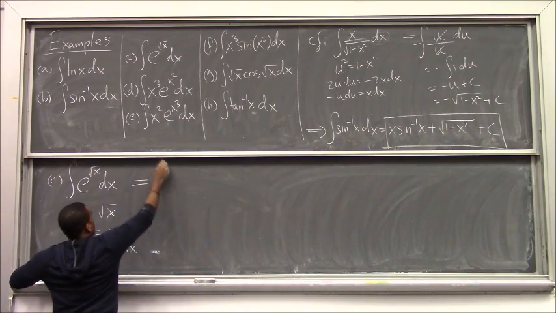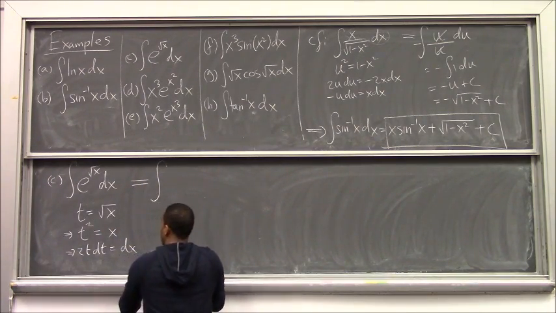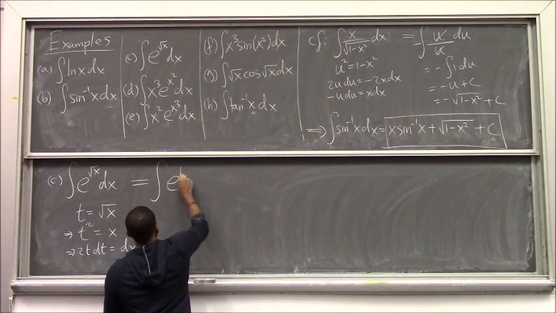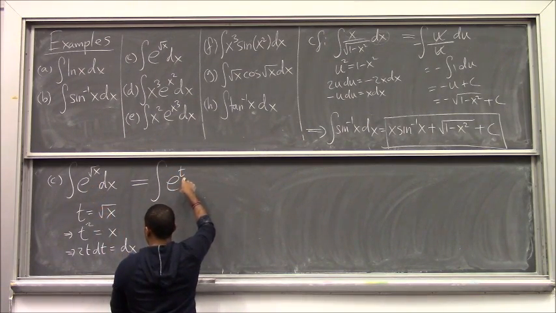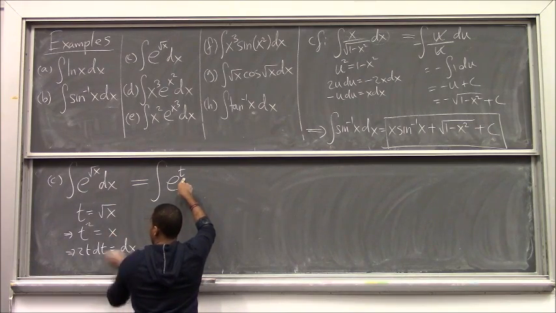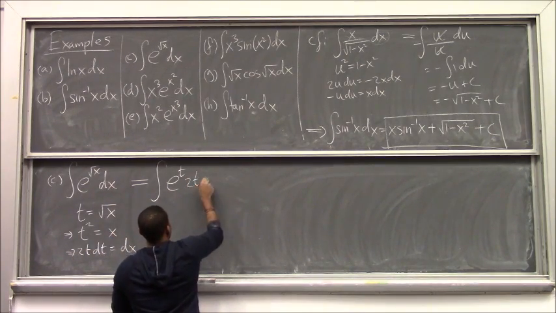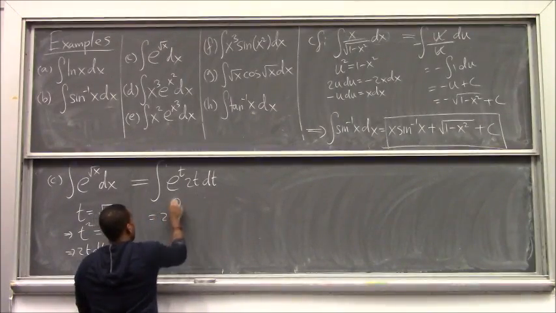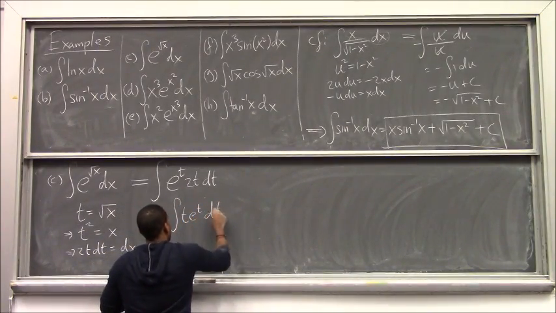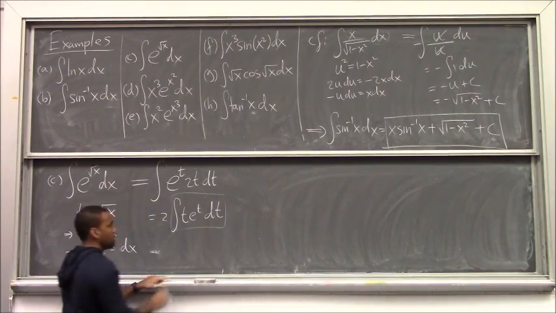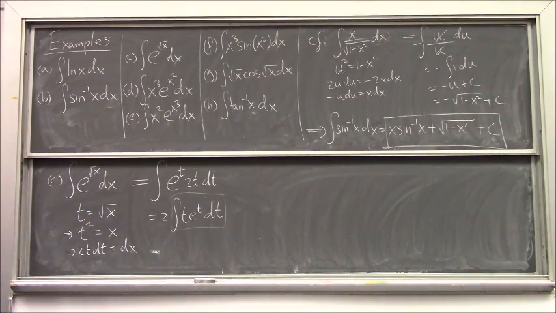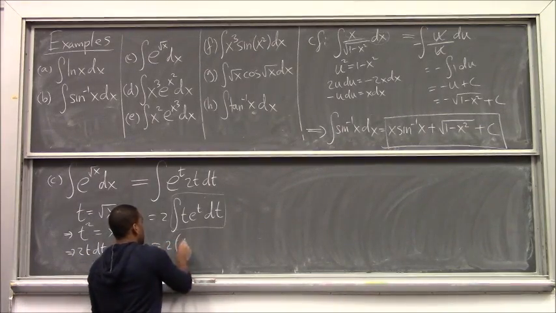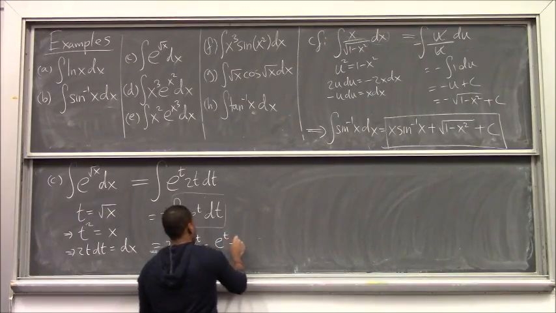So this is going to become the integral of, well, it's going to be e to the t, because that's now my radical x. What is the dx going to be? Well, 2t dt. In other words, this is 2 times the integral of t e to the t dt. And that guy, we know how to deal with that. How do you do that? By parts. That's actually the first example we did. It's equivalent to x e to the x. So that's going to be t e to the t minus e to the t plus c.